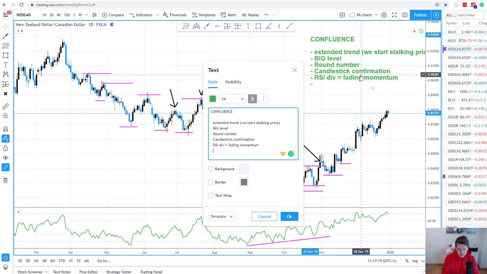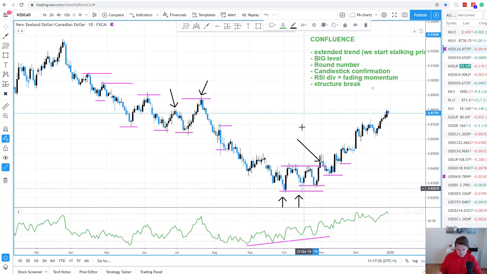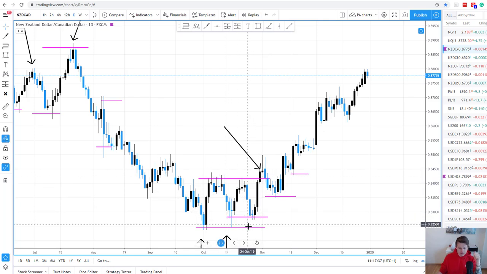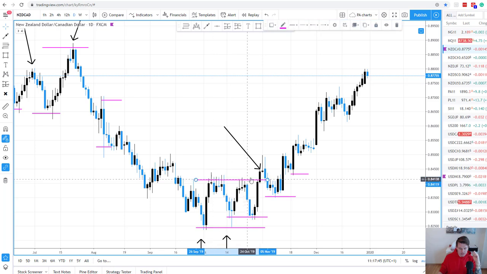And I really like this example. Let me write it first, or otherwise this will end up in a disaster. Structure break, the final piece to the puzzle. And this is a great example because it's not like a textbook example. The first breakout here, what do we have? We have, first of all, higher lows and a higher high. The first time the market was really able to break out of a well-defined sideways range. So very, very nice example.